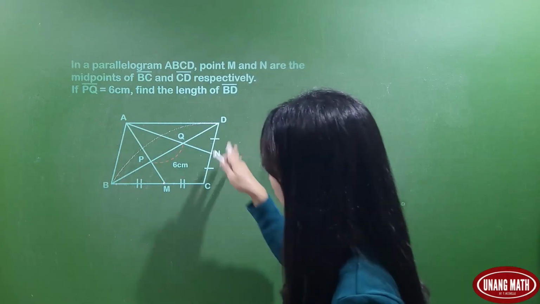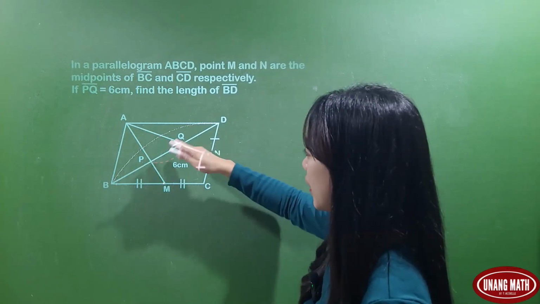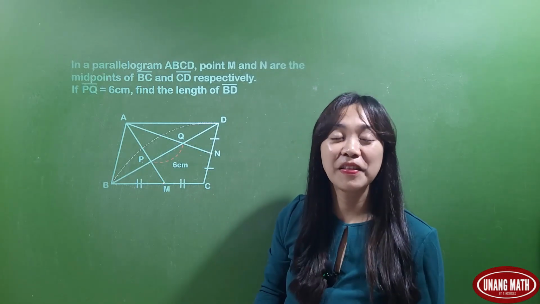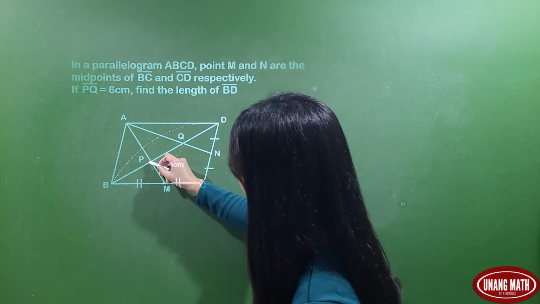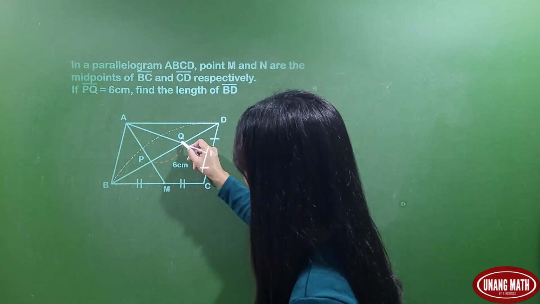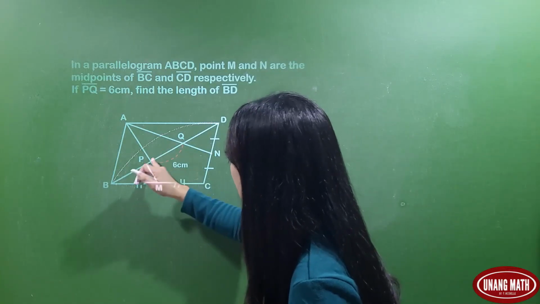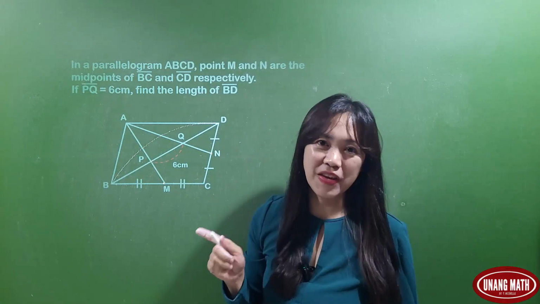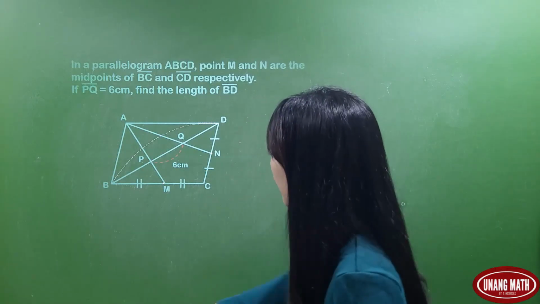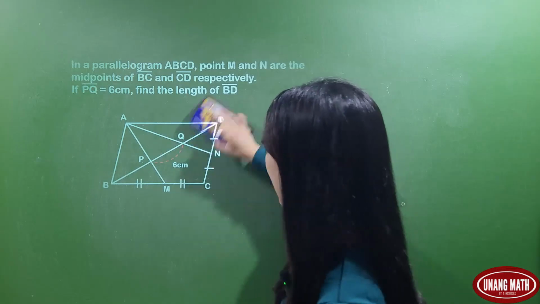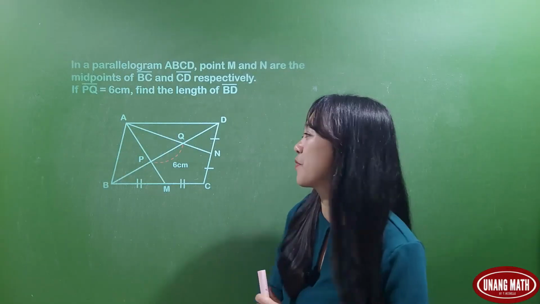Okay, we already know that if it's a parallelogram, then we have two pairs of opposite sides that are parallel and equal in length. It's also given here that there is a point P and point Q, but we don't know yet what these points are in this figure. So to find out, and also to find the length of segment BD, we are going to consider the property of the diagonals of a parallelogram.